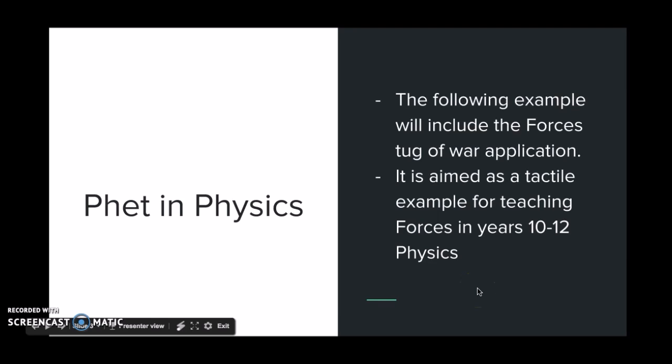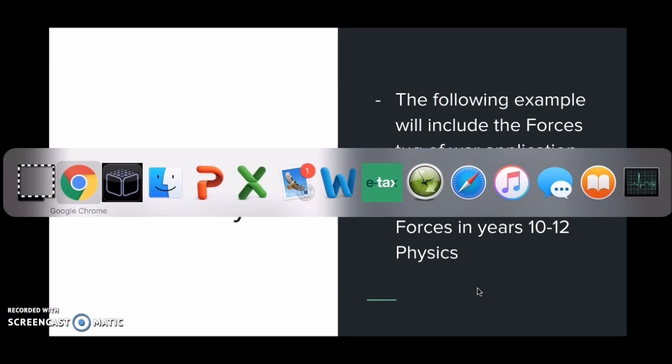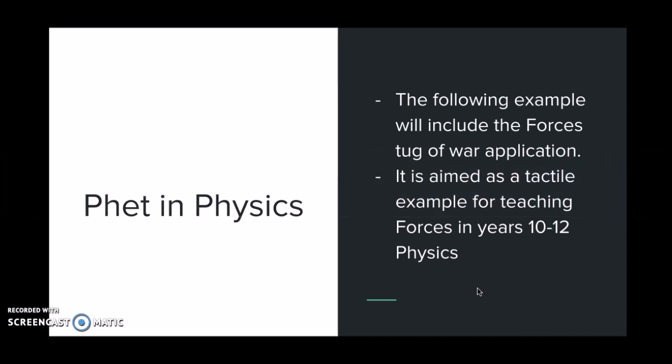So to begin with, we're going to be discussing how you can use PhET in a physics classroom or a physics setting. And in particular today, we've chosen forces because they're a cornerstone of the VCE study design for motion, which is a core aspect of physics. The applet is designed to provide students with a more tactile way of approaching forces and how they interact with one another and how you can balance them out.